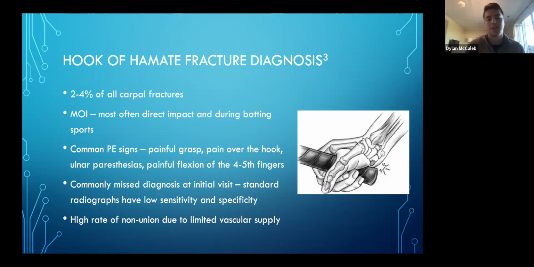It's often initially misdiagnosed on the first visit, just due to low sensitivity and specificity of plain radiographs. And there's also a high rate of non-union due to limited vascular supply and a watershed area at the hook of hamate.